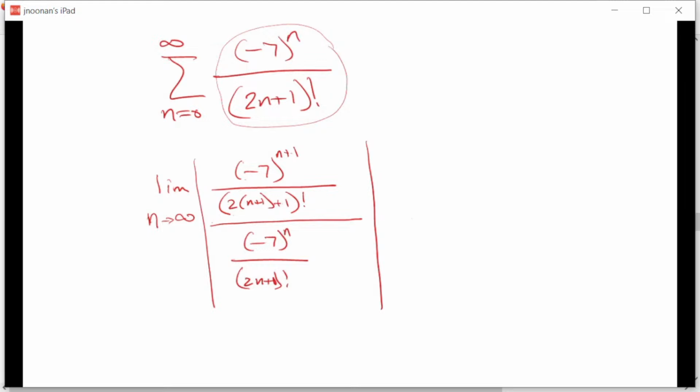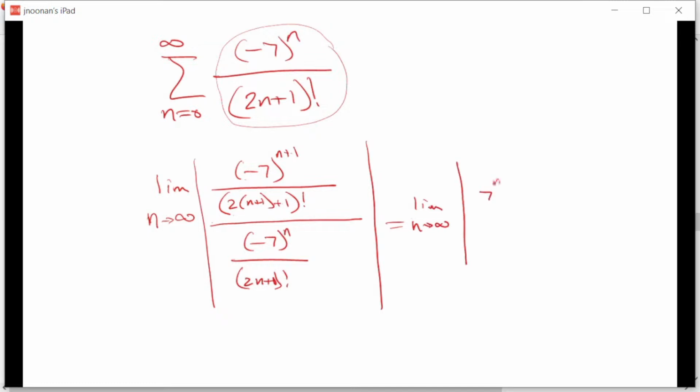I know it looks ugly, but let's dispense of some of this right now. The absolute value means that all those negatives can just be positive, because negative 7 to the n, if it's negative, becomes positive when you get rid of the absolute value. Another thing is I'm going to flip the bottom and multiply. That's always going to be your first move with this stuff.